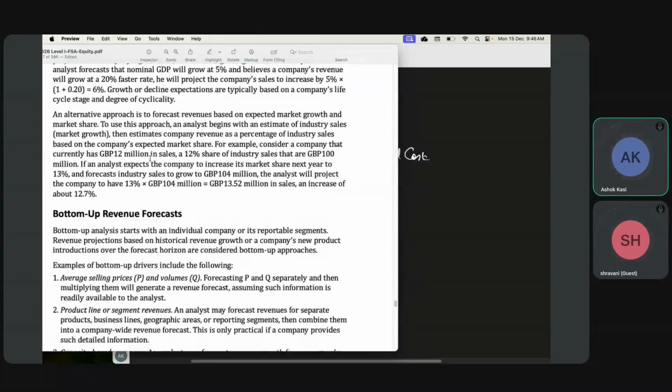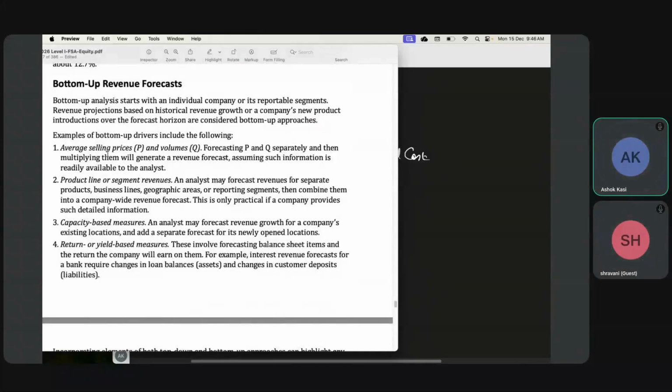Bottom up means based on the company. Okay, at what price the company is selling, what is the volume. So in bottom up drivers, all this will play a role.